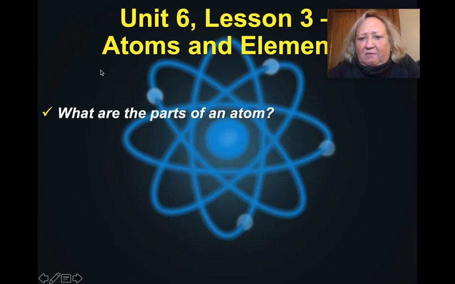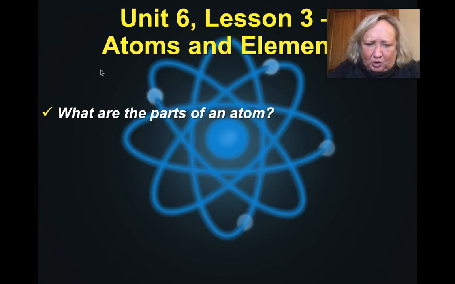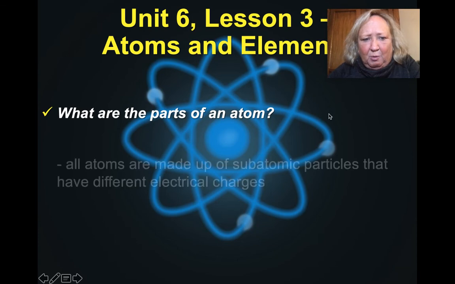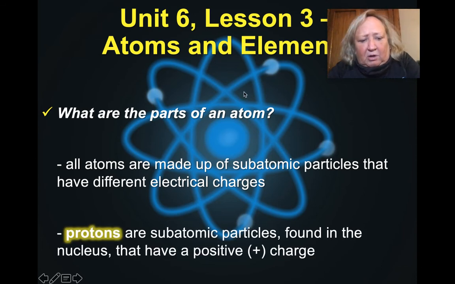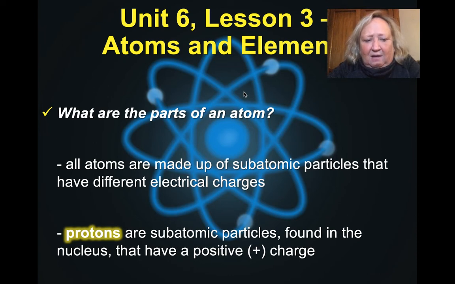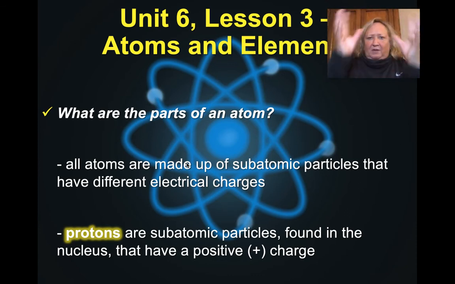All right. Very important item right here. There are 3 parts of the atom, essentially. They kind of combine to form a couple more, but all right. All atoms are made up of subatomic particles, subatomic meaning smaller than an atom, that have different electrical charges. Okay, we're going to start with what's called a proton. Think of P for positive. Okay, and they are found in the nucleus, and they have a positive charge. The nucleus is the center of the atom. Everything happens in the center with everything around it.